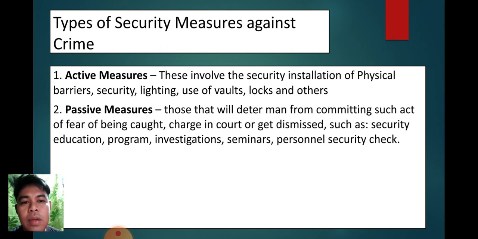By putting such fear, the criminals are afraid to go to court because they will be investigated. So these are the programs. Merong mga seminars, personal security check, maraming strategy ang passive measures. So if he could create fear, there will be a lesson. We cannot say that there will be no crime, but there will be a lessened crime rate.